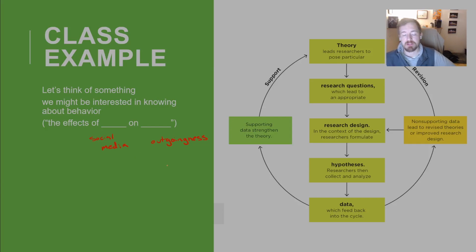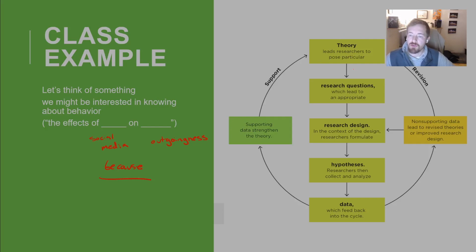Why do I think that happens? Well, because I think that being exposed more to social media means that you're going to be more likely to be a person who is interested in outgoing things. So my theory is basically that these things are connected because, and I'm emphasizing the word because, social media trains people to become outgoing. Let's say that that's my theory.